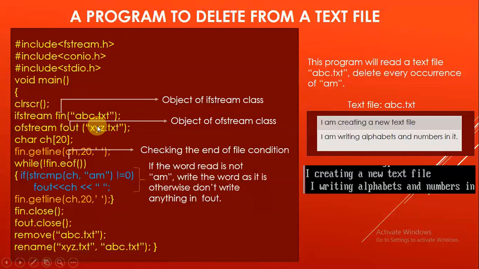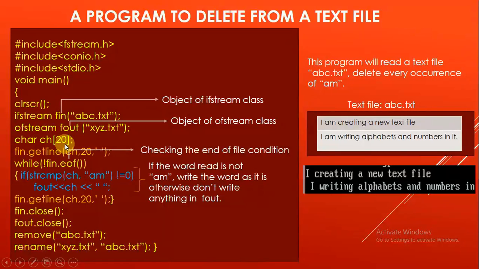So again, let us see here. I will include all the required files, and then I am creating an object of ifstream class and associating it with abc.txt. This is the file from where we have to read. Then I am creating a blank file for writing into it. So as I want to write, I will create an object of ofstream class, and suppose I am giving the name to this file as xyz.txt. So this file will exist by this name.